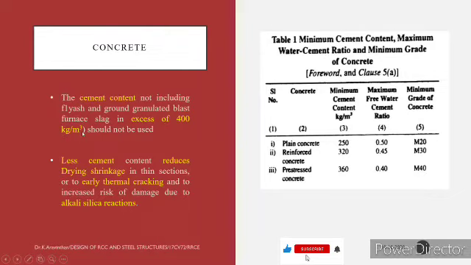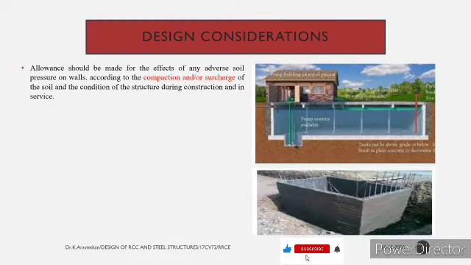Additionally, you can use fly ash or GGBS in order to compensate the binding property, and minimum grade of concrete here is given as M30 in IS 456. And also if you reduce the cement content to less than 400, it helps in reducing the early thermal cracking and alkali silica reactions also.